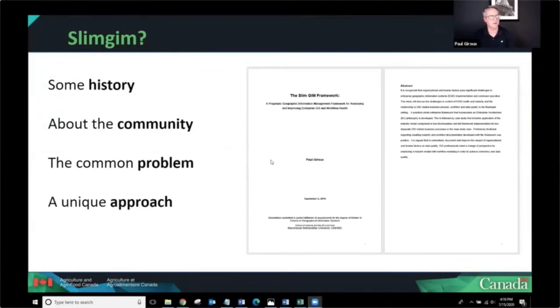So what you see on the right is essentially the cover page for my thesis. SLIMGIM was a framework I built to measure across people, process, technology, and ultimately the impact of humans on data quality. And that's morphed and changed and improved. So we'll talk about that.